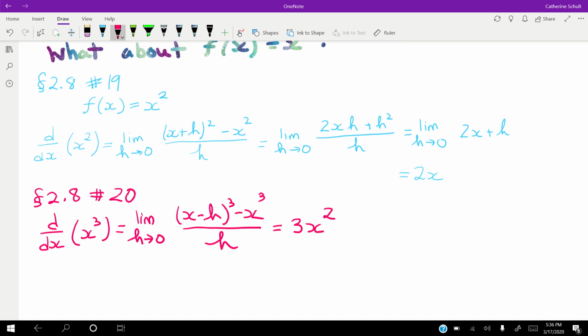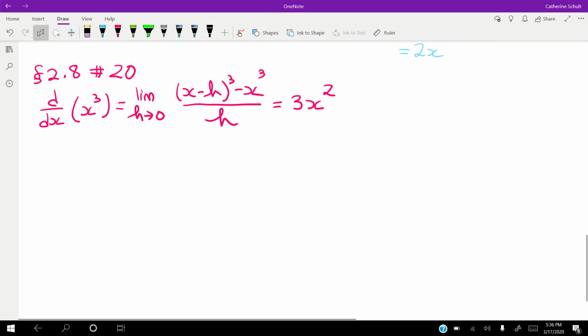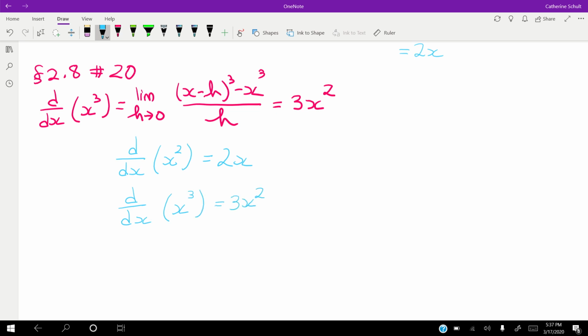Okay, so let's summarize what we have so far. From number 19, we had that the derivative of x squared was 2x. From example 20, we have that the derivative of x cubed equals 3x squared. And in a similar way, I'm going to tell you that the derivative of x to the fourth is 4x cubed, and let me see if you can figure out the pattern.